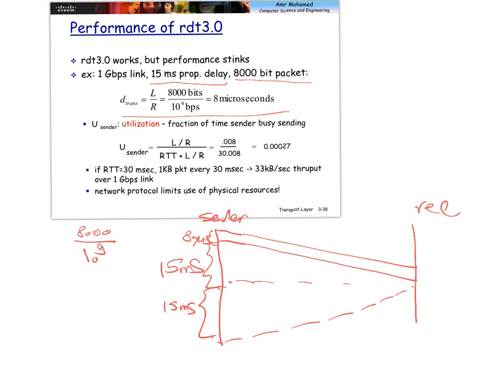Okay? So the channel utilization here is the 8 microsecond transmission delay divided by the total transmission plus propagation delay. The problem here is that the propagation delay is very long and the transmission delay is very small. By the way, this is the common case on the internet, because the propagation delay is the time it takes to reach from one application to the remote application.